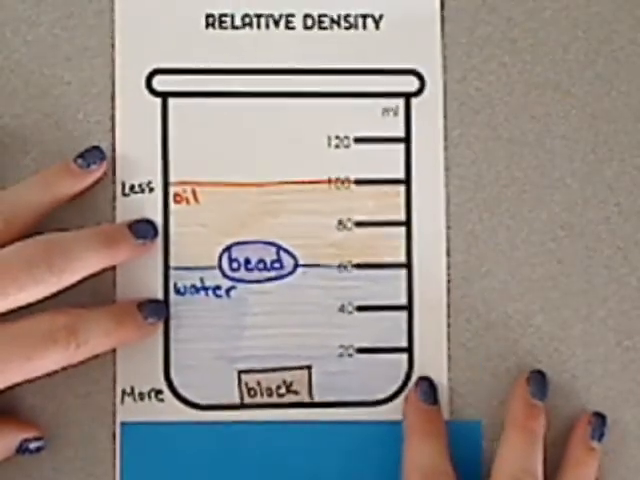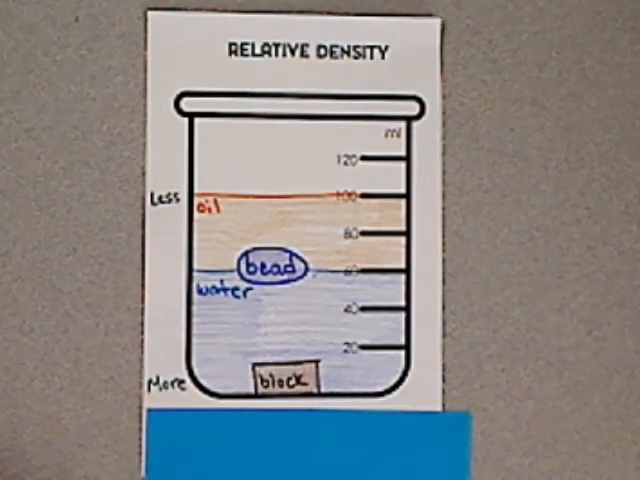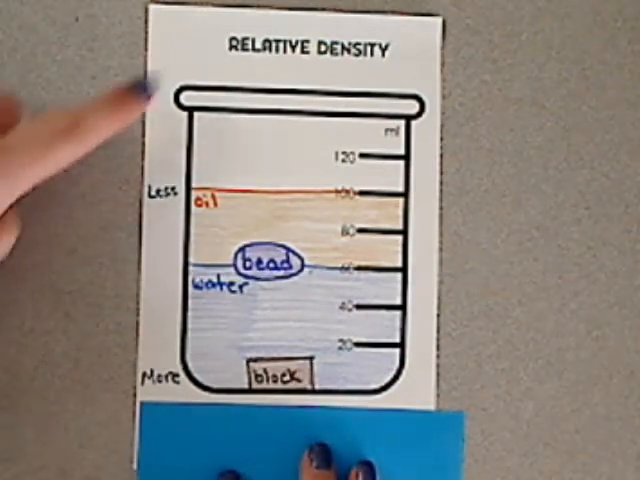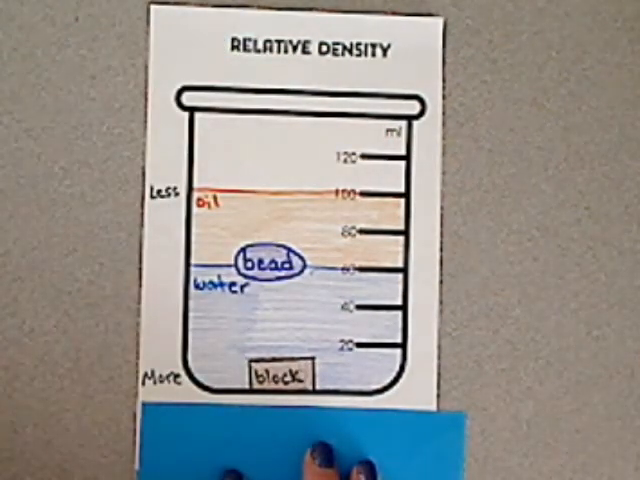The next one we're going to look at is relative density. Now, relative density to me is kind of fun. I've always loved density because it's simply the ability for matter to sink or float. And so in this example, we have a beaker. It's measured in milliliters.